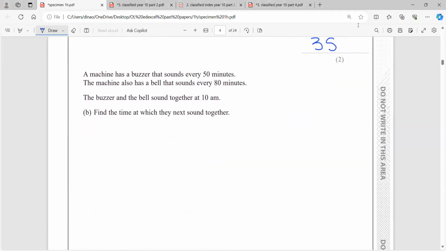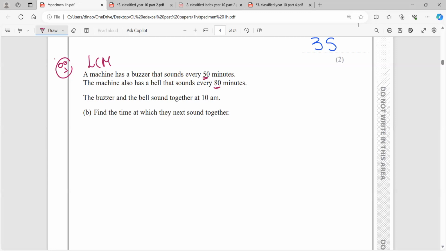Now here, this is a nice question, and this is a word problem related to LCM. Here the question says: a machine has a buzzer that sounds every 50 minutes. I have a machine that makes a sound every 50 minutes. The machine also has a bell that sounds every 80 minutes. So my machine has a buzzer and a bell. The buzzer makes a sound every 50 minutes and the bell makes a sound every 80 minutes.